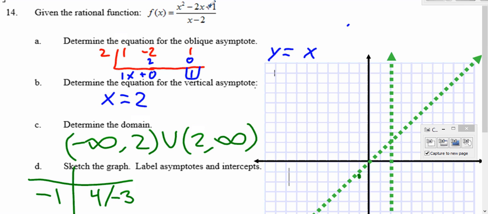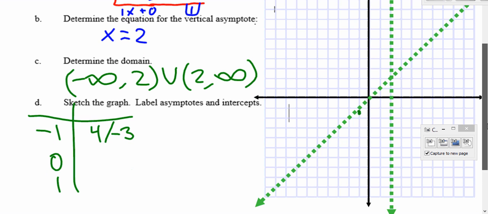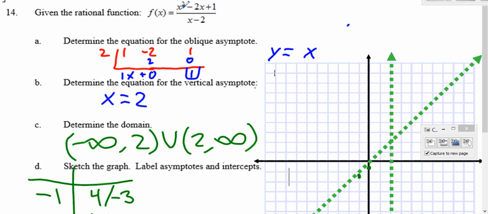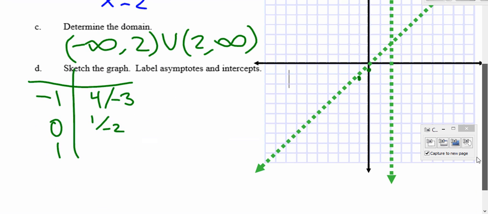When you plug in 0, 0, 0, 1 over 0 minus 2, it's negative 1/2. So there's another point. Plug in 1, that's 1 minus 2 plus 1. 1 minus 2 is negative 1, plus 1 is 0. 0 over negative 1 is 0.